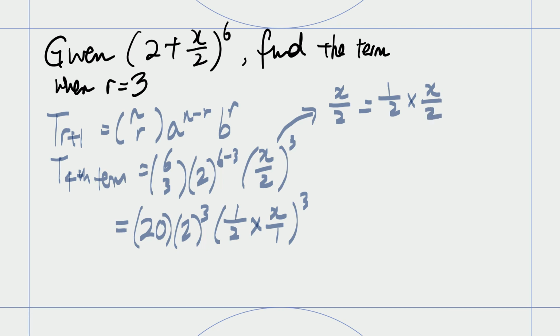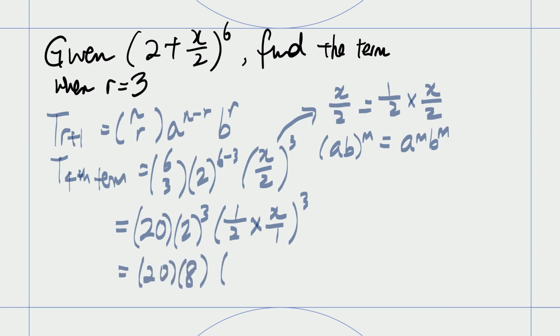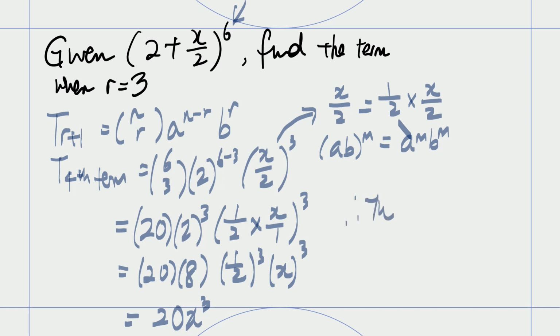And if you apply this rule that we have kept using, 2 to the power of 3 is 8. It gives you bracket half to the power of 3, x to the power of 3. So if you were to continue further, it's 20 times 8 times bracket 0.5 to the power of 3. That gives you 20x cubed. So the middle term in this binomial expansion is 20x cubed.